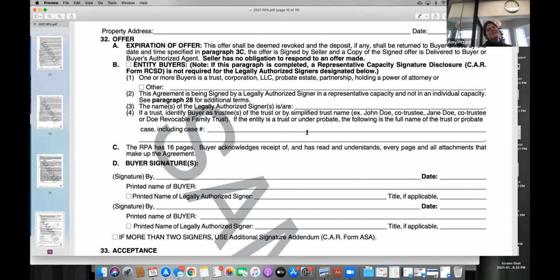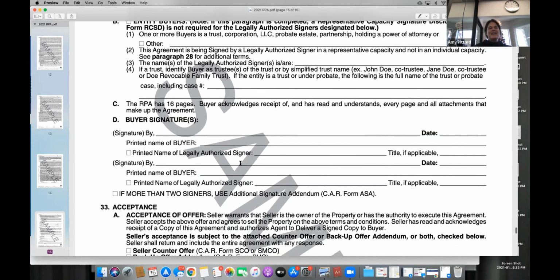The RPA has 16 pages. Buyer acknowledges receipt of and has read and understands every page and all attachments that make up the agreement. Buyer's signature, there's where the buyer signs. If the printed name of the buyer, so if the buyer was the John Doe Trust, the printed name of the buyer would show up as the John Doe Trust, and then we would check the little box for printed name of legally authorized signer. That's where we would put John Doe Trustee, right? Title. Or if it was like a president of a corporation, the corporation would show up under the buyer's name. The signer would go there on that bottom section and then their signature.